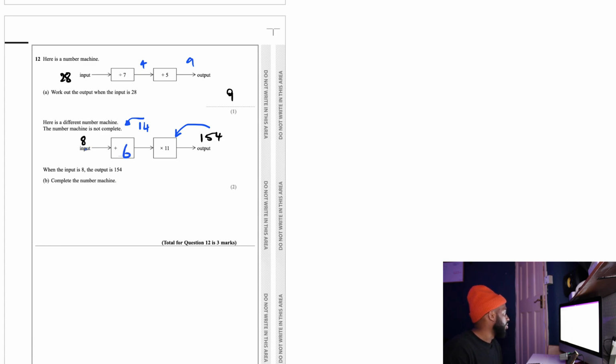So it should be, if you look at it the other way around now, it'll be 8 plus 6 is 14. 14 times 11 is 154. So yeah, that's the final answer, plus 6.